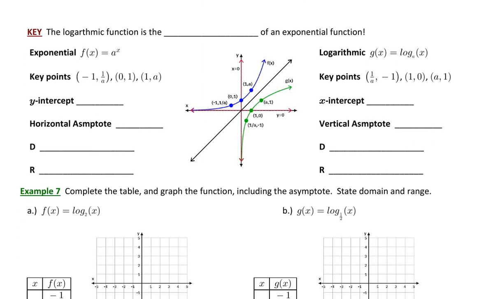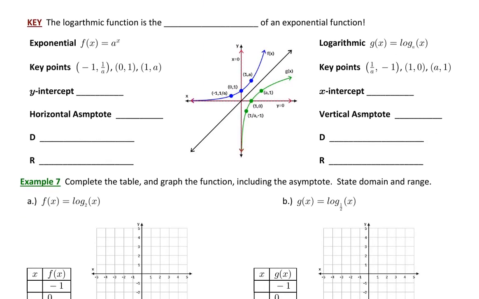Now, to understand where those 3 key points come from, let's compare the logarithmic function to what we've already learned, the exponential function. And remember this key: the logarithmic function is the inverse of an exponential function. So we began by looking at the function f of x equals a to the x. And we discovered 3 key points can be generated by using x equals -1, x equals 0, and x equals 1. When we calculate the corresponding y values, that gives us 3 convenient key points to begin graphing that function.